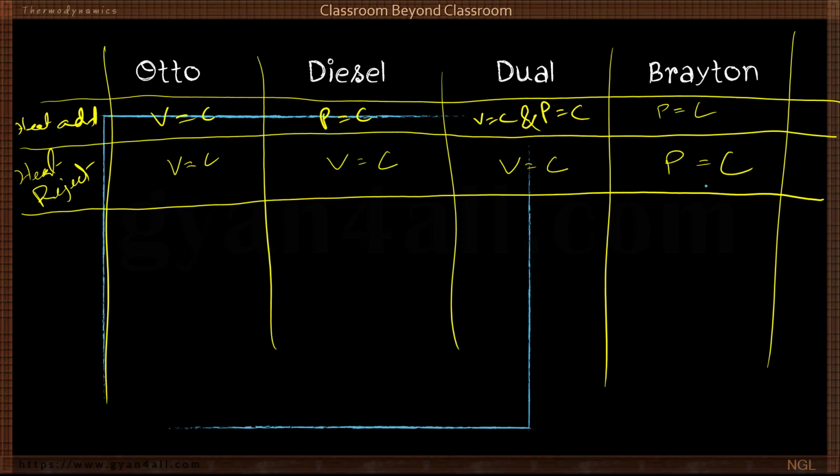You imagine the picture, PV diagram for the Otto cycle. V equal to C, that means the line is vertical in the PV diagram. Diesel cycle, the heat addition line is horizontal. Dual cycle, both vertical and horizontal. So we can say Otto cycle heat addition is like this, diesel cycle heat addition is this, dual cycle heat addition is this, and Brayton cycle heat addition is this. Okay? Good? And heat rejection is a vertical line in the PV diagram, but in the Brayton case it is a horizontal line in the PV diagram.